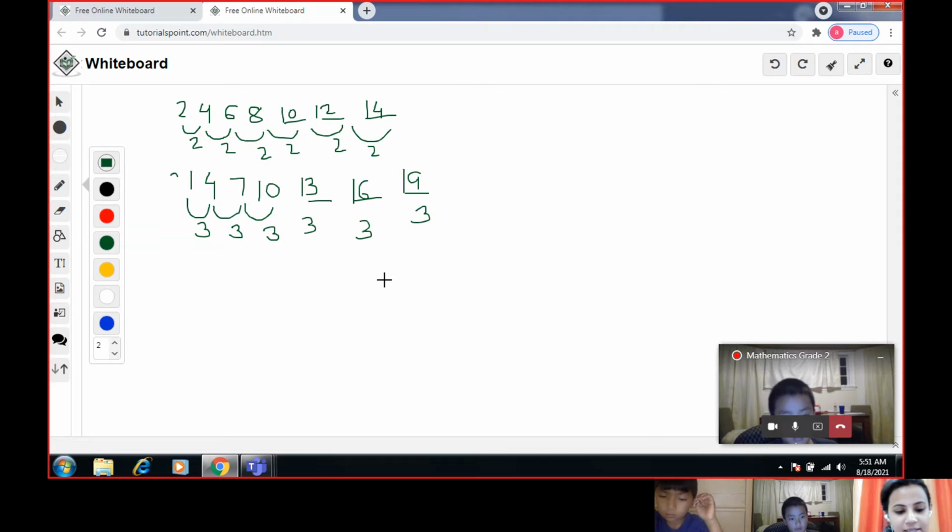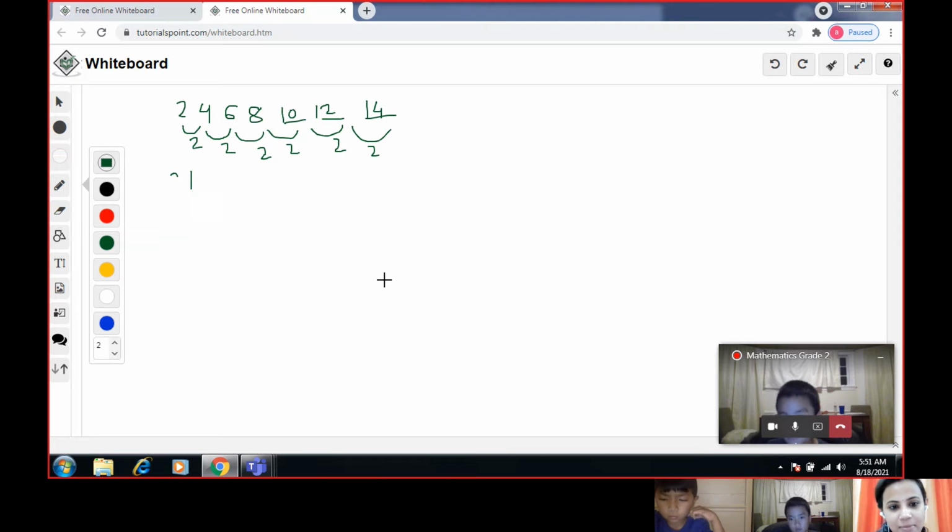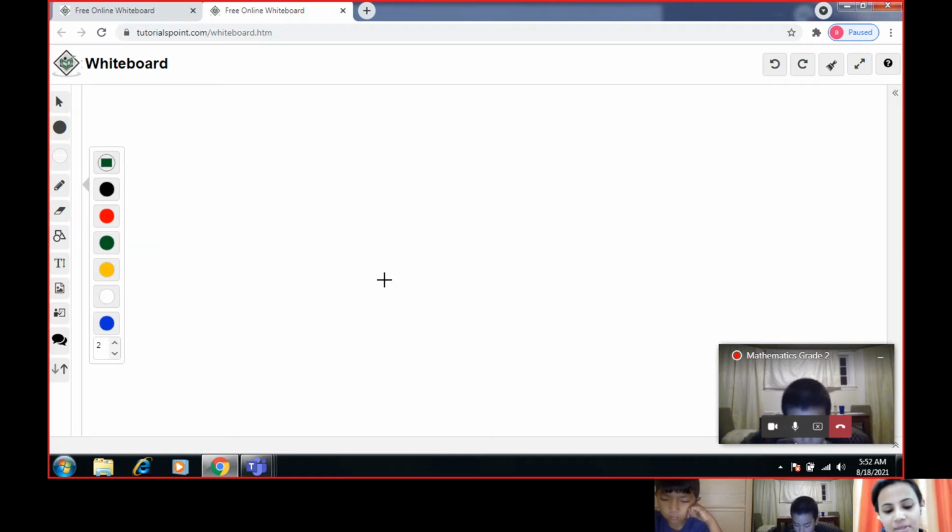It can be increasing. The fingers can be in increasing order. It can be the same. Now, the next one is ordinal number, like the number name.